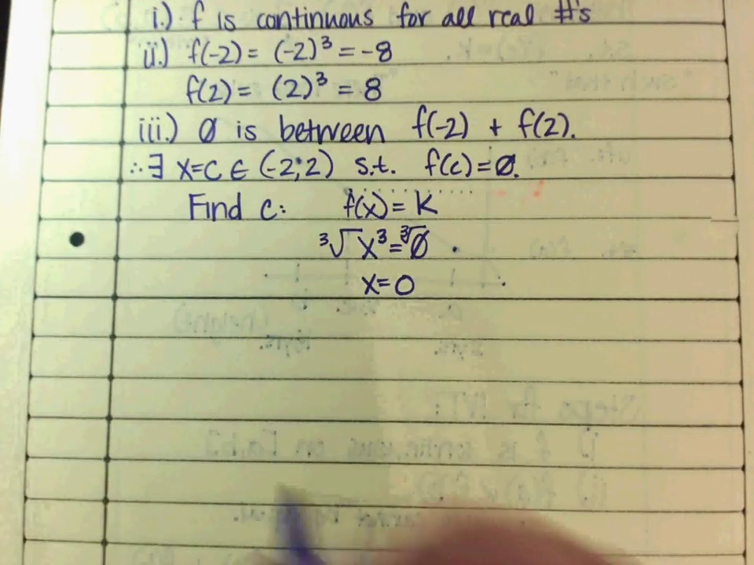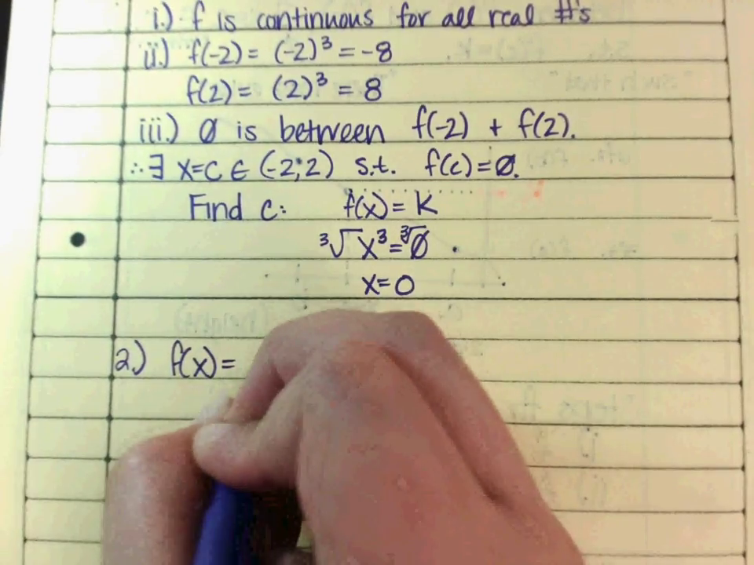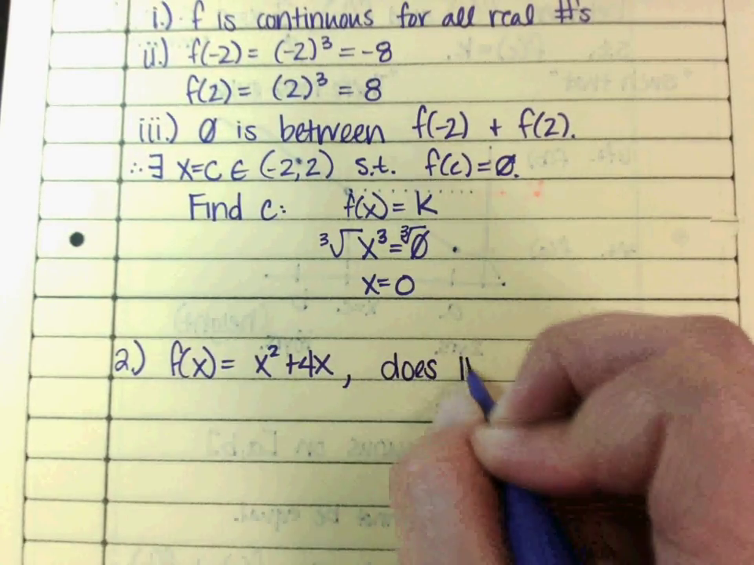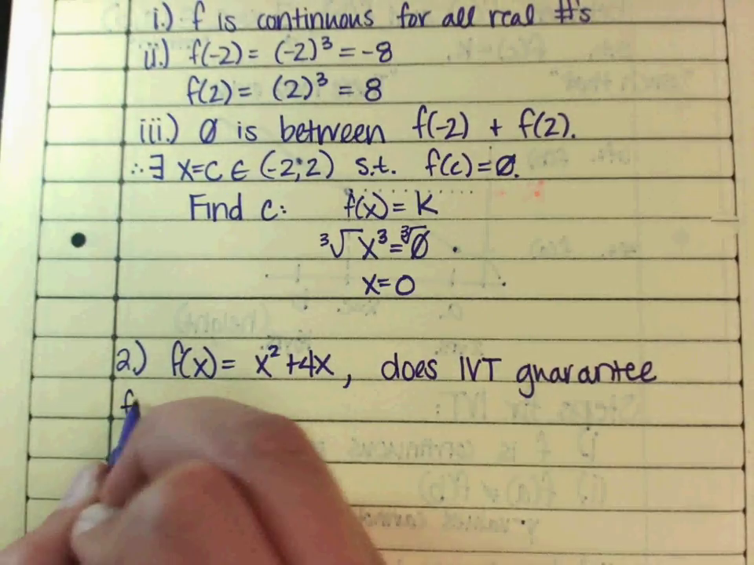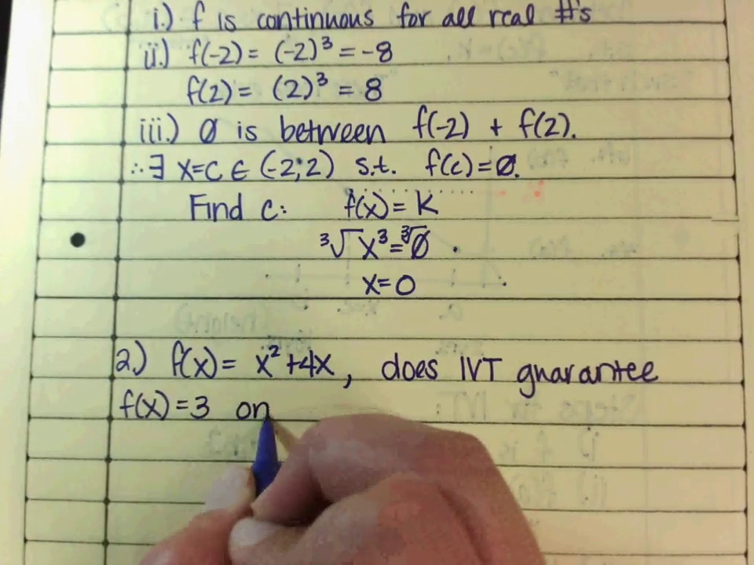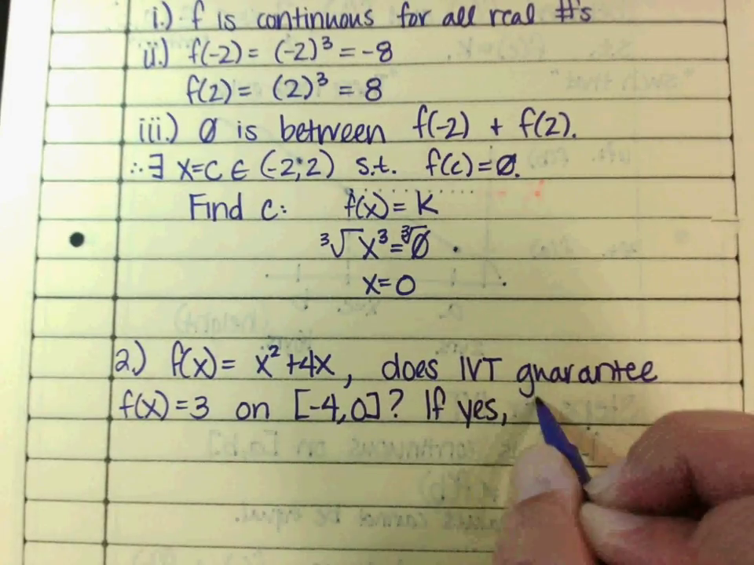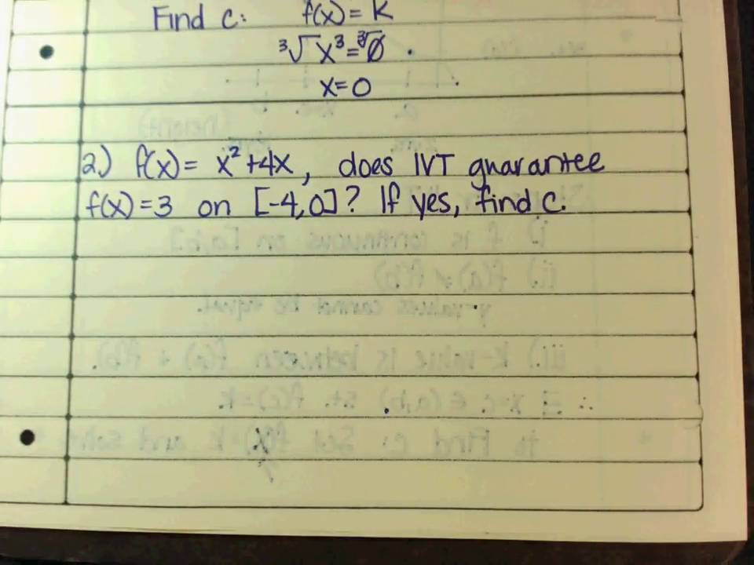All right, example number 2. Our function is going to be f of x equals x squared plus 4x. Question is, does IVT guarantee f of x equals 3 on negative 4 to 0? If yes, find c. So x squared plus 4x, we want to know, does it have to equal 3 on negative 4 to 0?